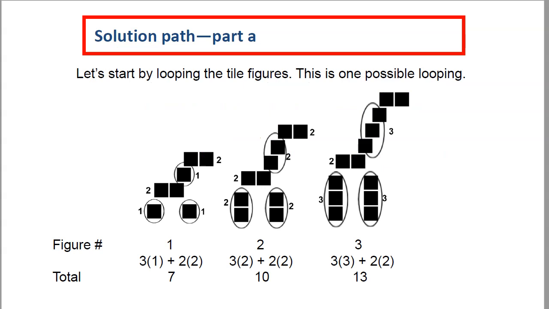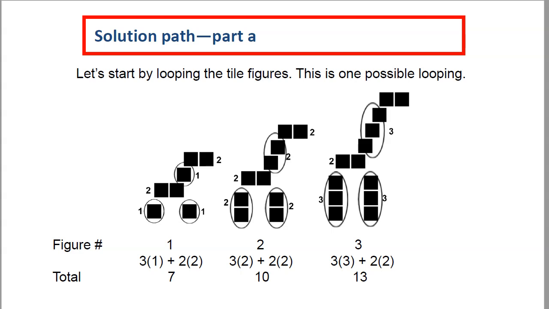We'll start by looping the tile figures. This is one possible looping option. It looks like the 2 is left off the head on figure 3, but you can see that there's still 2 tiles there. So when I look at this, each of the heads are 2 tiles. Then the neck has 1, then 2, then 3 tiles looped. Then the body is always 2 tiles. And then each leg we have 1 and 1, 2 and 2, 3 and 3.